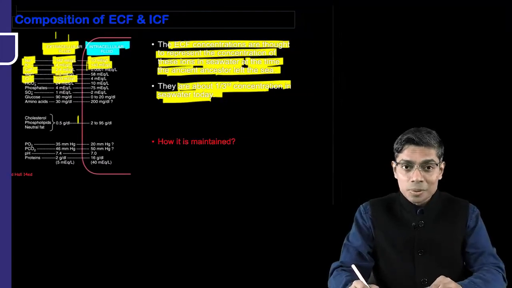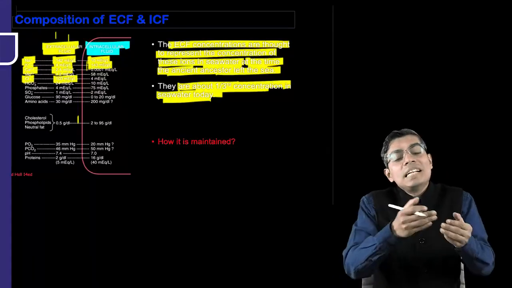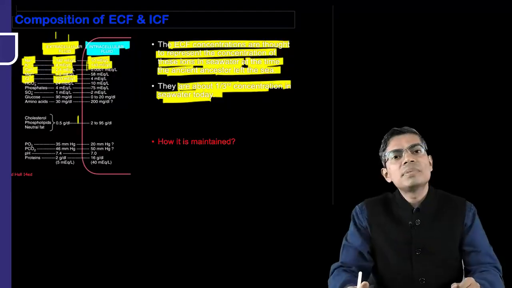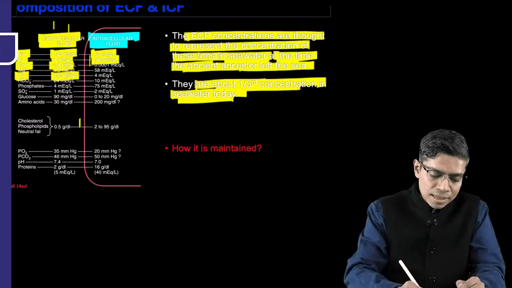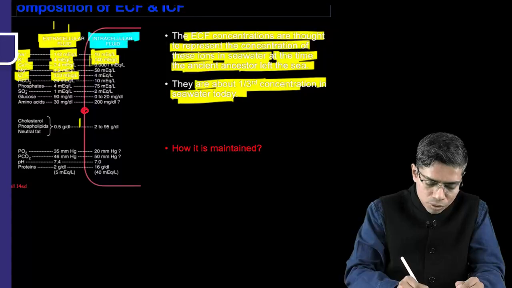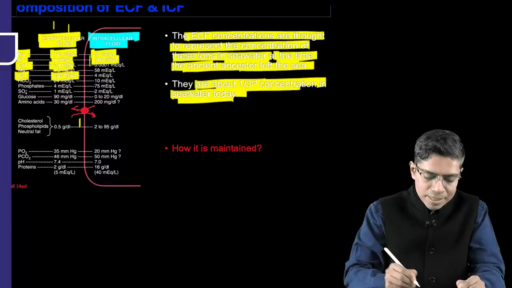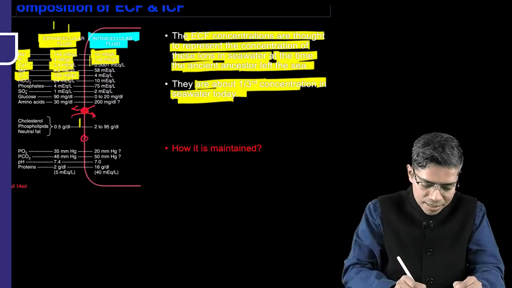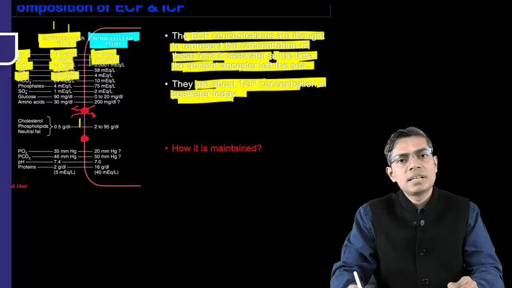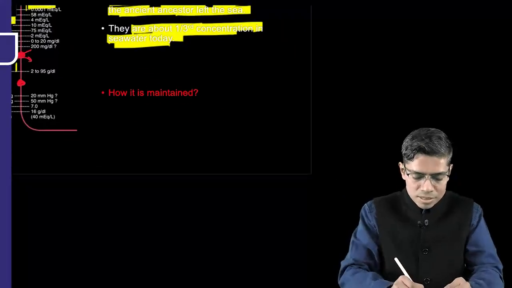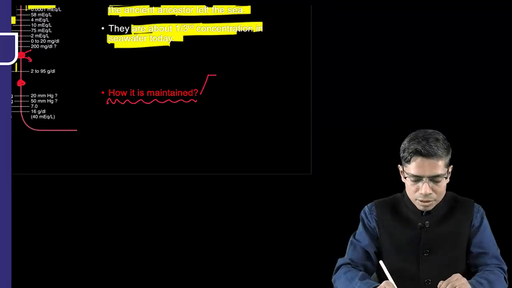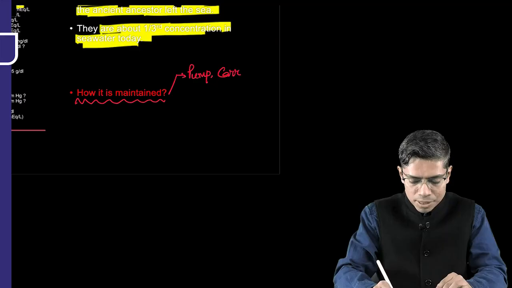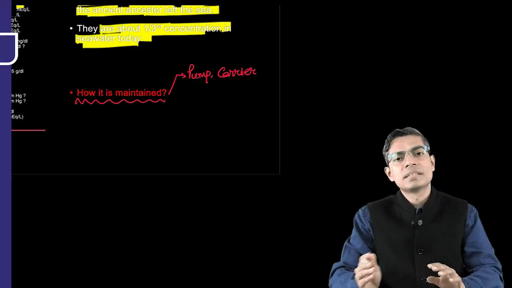Now a more important question is who is maintaining this difference? Why is this difference not becoming equal over time? To answer that question, we all know that there are various pumps which are constantly pumping certain ions out and taking certain ions back inside the cell. There are various carrier proteins which are also doing a similar kind of job. So if my question is how this ECF and ICF composition difference is maintained, your answer will be that there are various pumps and various carrier proteins which are constantly working to maintain this composition.